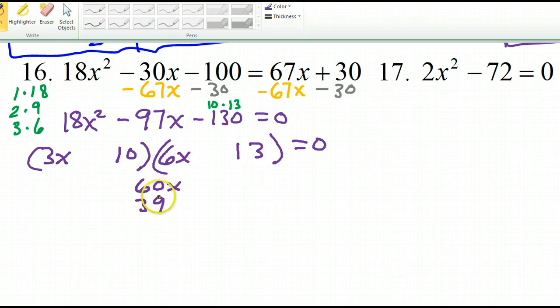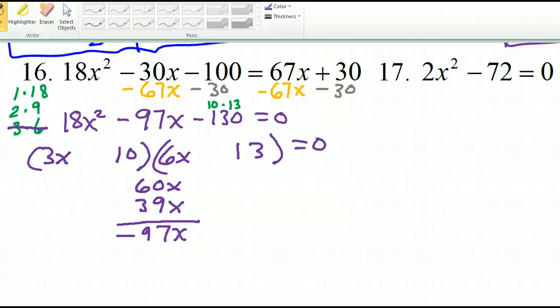We are not getting lucky. We're close. Let me just follow through. If I added these up, I'm trying to get negative 97. The middle is negative 97. And the way it is, if I made both these negative, it would make negative 99, which is really, really close. But no, that's not it. So we have to try something else. For right now, I'm going to cross out the 3 and the 6, and I'm going to go back and try the 2 and the 9.